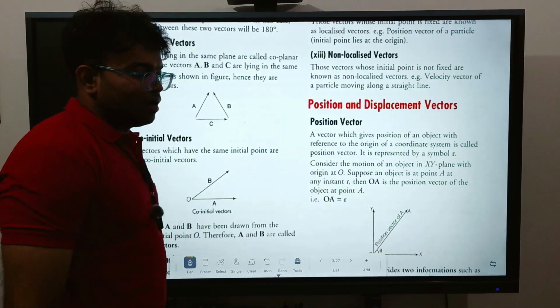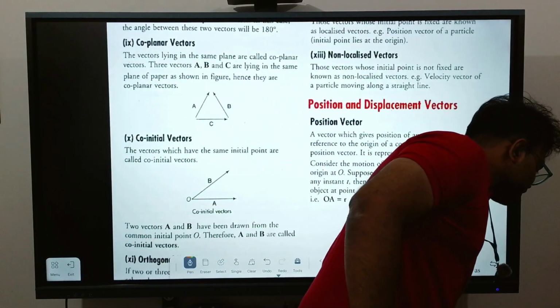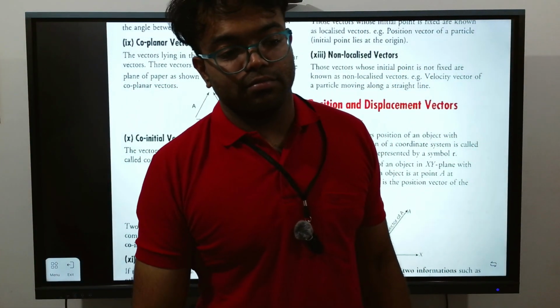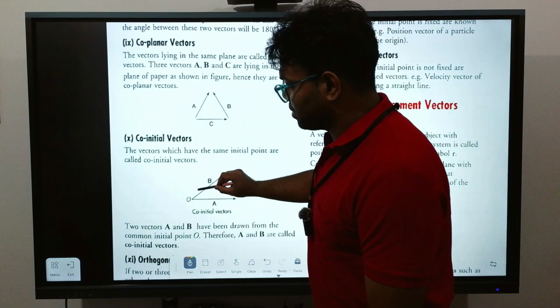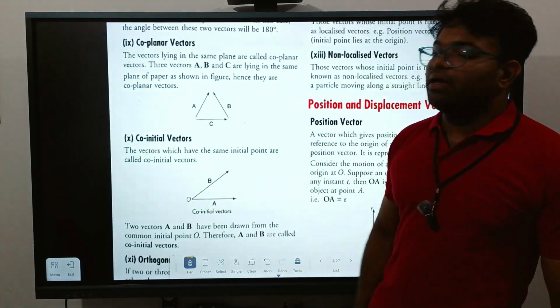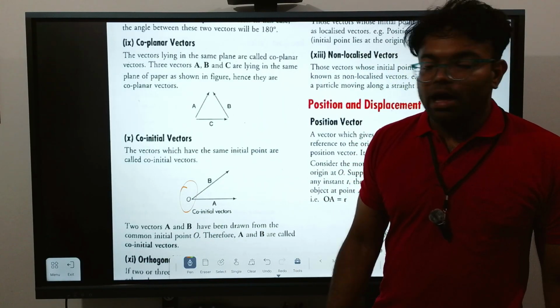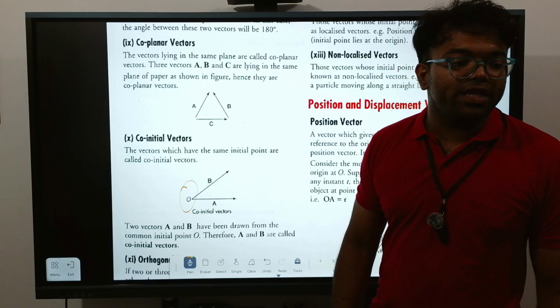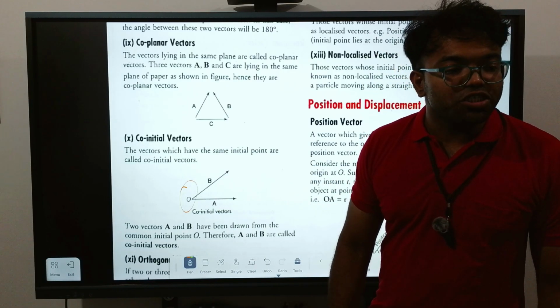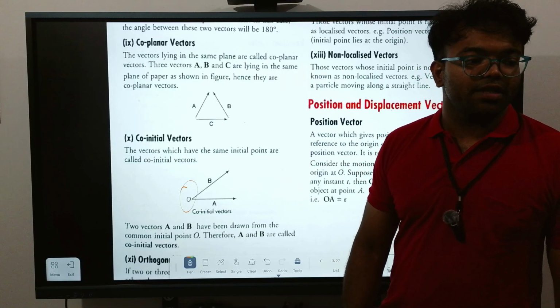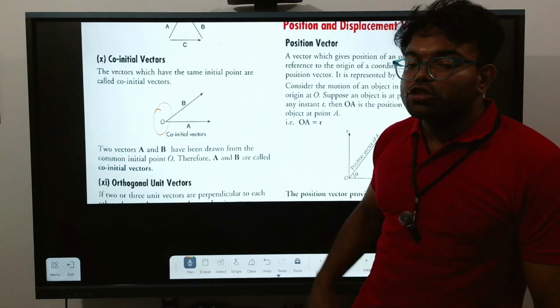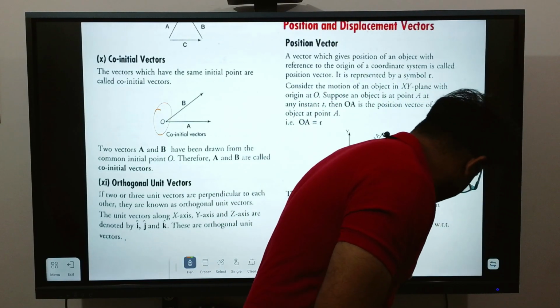Okay, next. Co-initial vectors. Co-initial vectors are those vectors that have the same starting point. Like this. Both A vector and B vector have the same starting point O. Because they have the same starting point O, they are known as co-initial vectors. Clear? Now, orthogonal vectors. Now, look at this.